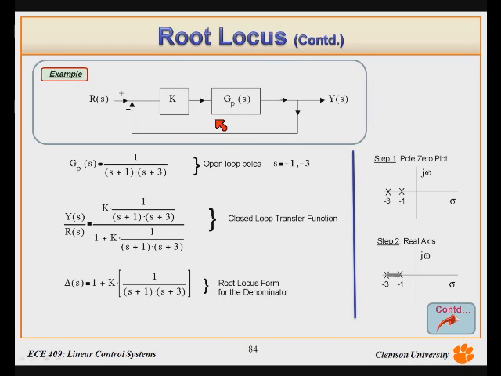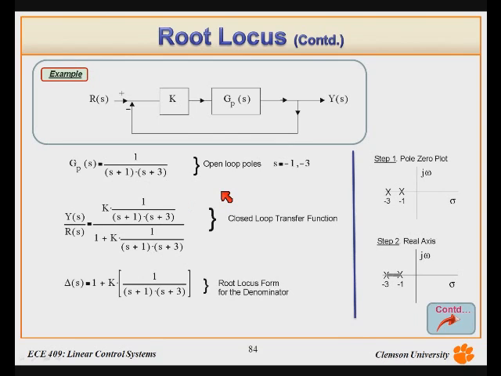This is the plant. It's given in the problem. GP is equal to 1 over S plus 1 times S plus 3. Clearly, the open loop poles are at negative 1, which makes this term go to 0, and negative 3 makes this term go to 0.